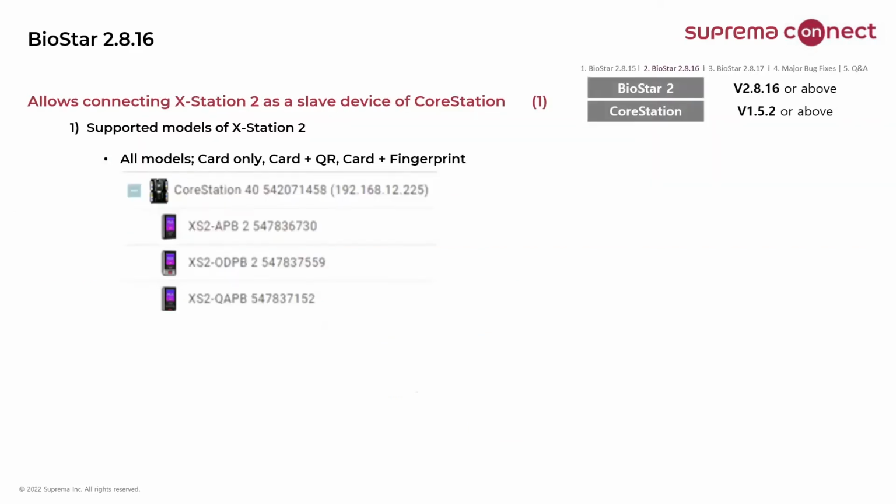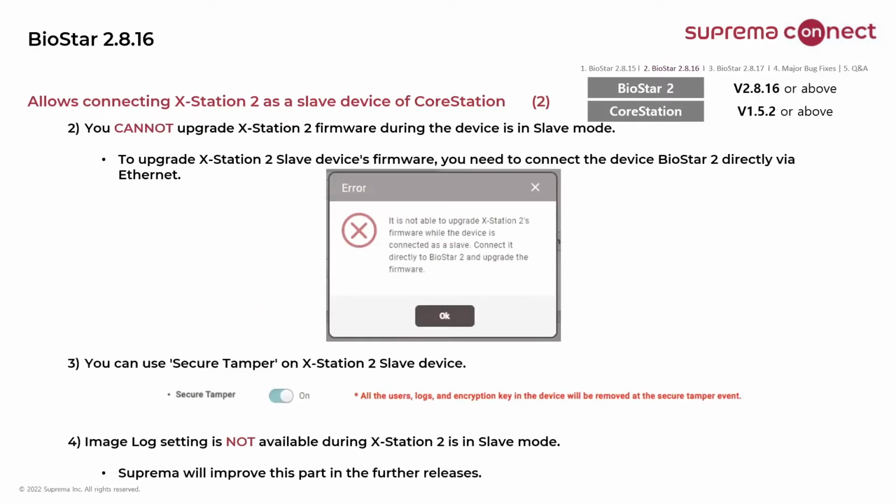The 10th item allows you to add any type of XStation 2 to our core station as a slave device. However, to use this function, the core station firmware must be version 1.5.2 or higher. To use this function, there are a few cautions at this time.